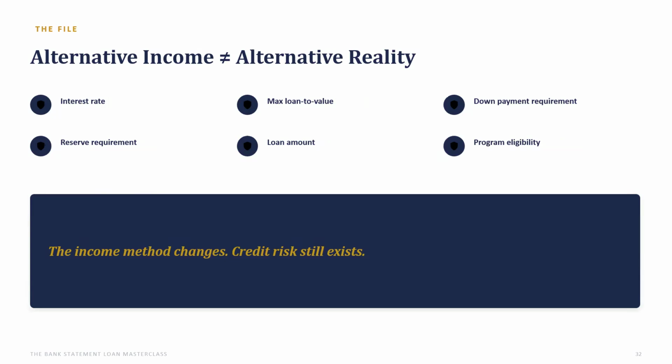Alternative income does not mean alternative reality. The income method changes, but credit risks still exist, right? There are down payment requirements, program eligibility. We're still underwriting this thing. Reserve requirements still exist. We still calculate with interest rates.